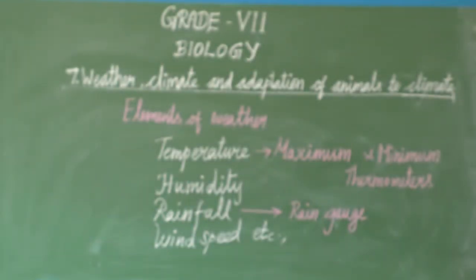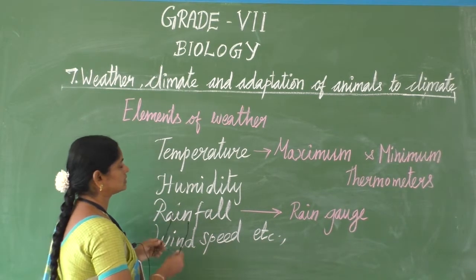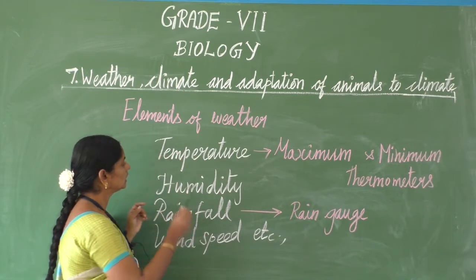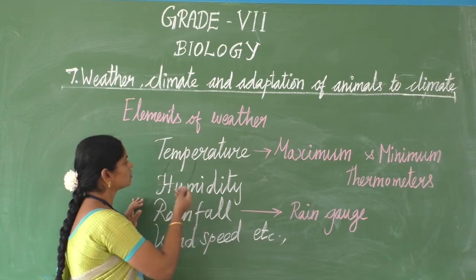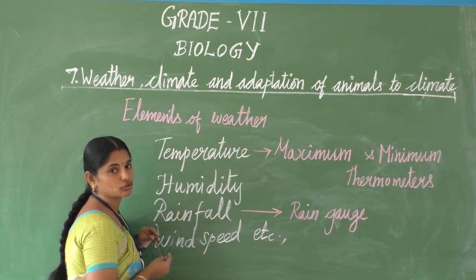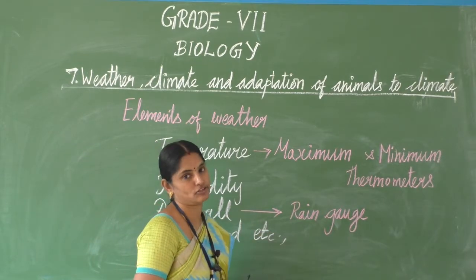What information can we get from the satellites? That is what we call the elements of weather. There are 4 main ones, and a few more. The main ones are temperature, humidity and rainfall. How do they measure the temperature?